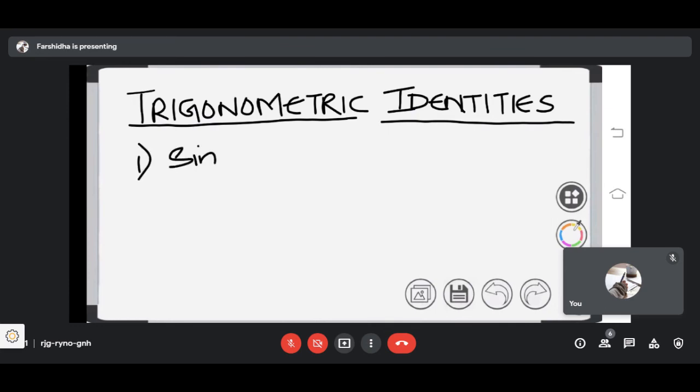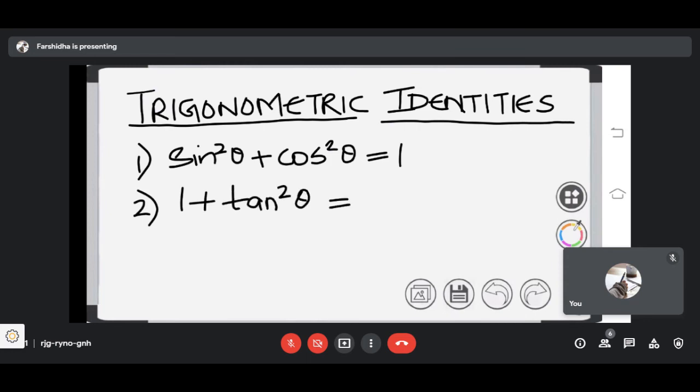First one, sine square theta plus cos square theta is equal to 1. Second one, 1 plus tan square theta is equal to sec square theta. Third one, 1 plus cot square theta is equal to cosec square theta.